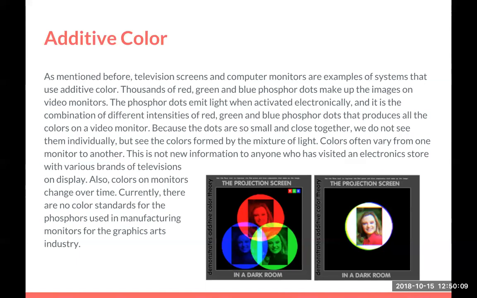Colors often vary from one monitor to another, and this is not new information for anyone who has gone to Best Buy, let's say, and stared at the rows of televisions up on the wall. When the monitors are side by side, the colors all start to look different. And the interesting thing is, currently there are no color standards for phosphors used in the manufacturing of monitors for the graphic arts industry, or clearly for television either. That's why they all look so different.